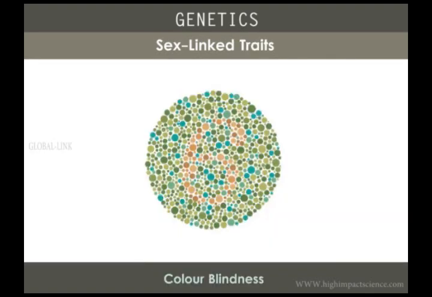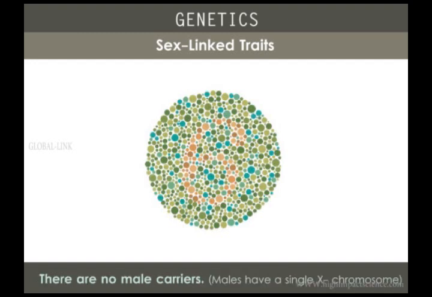Red-green color blindness is the inability to distinguish red and green colors by some people. This trait is linked to the X chromosome. The gene that determines normal color vision is dominant over that for color blindness. That means female carriers of color blindness will have normal color vision. So, can we have a male carrier? No. Males only have one X chromosome, and the presence of the gene for color blindness makes them outright colorblind.